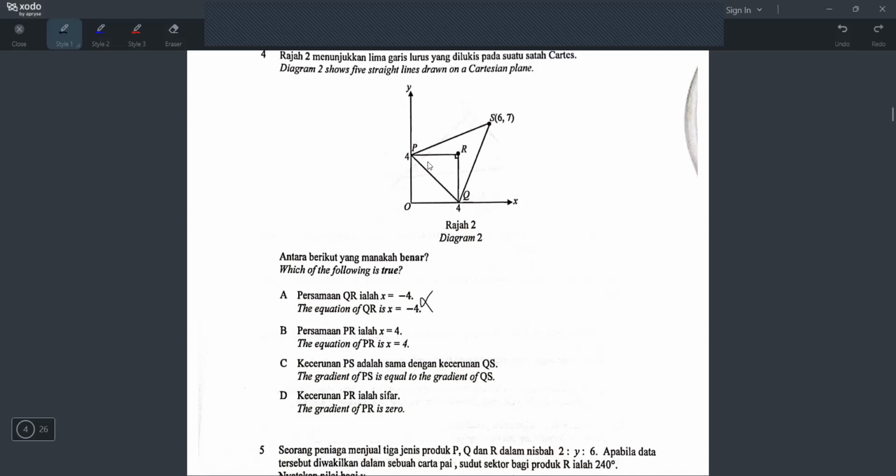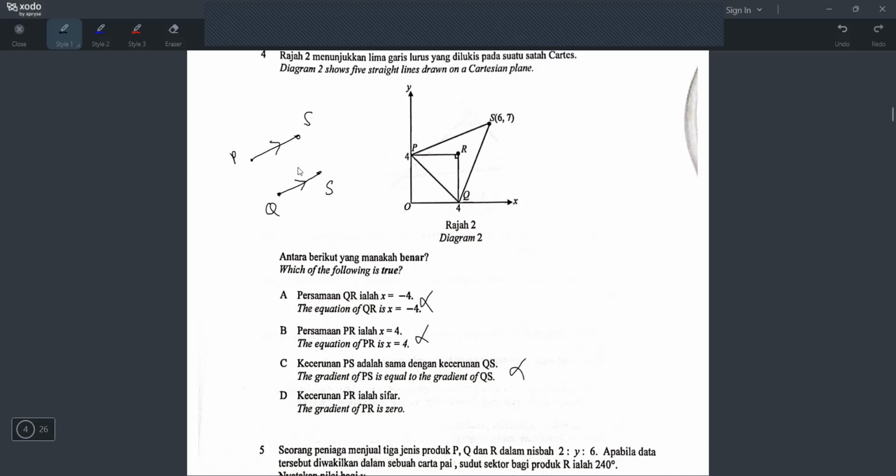The equation of PR is x equals 4. This is also wrong. It's supposed to be y equals 4. PR is y equals 4. And then C, the gradient of PS is equal to the gradient of QS. PS and QS, no. This is false also. Because if PS gradient and QS gradient have the same gradient, it means they are parallel.